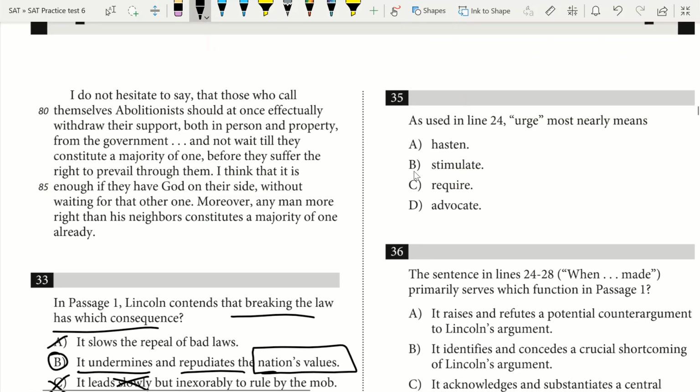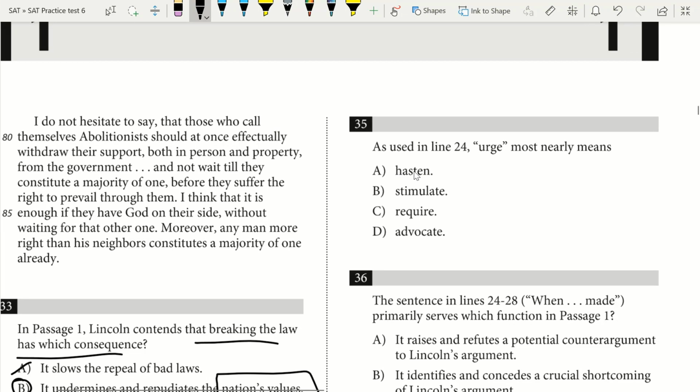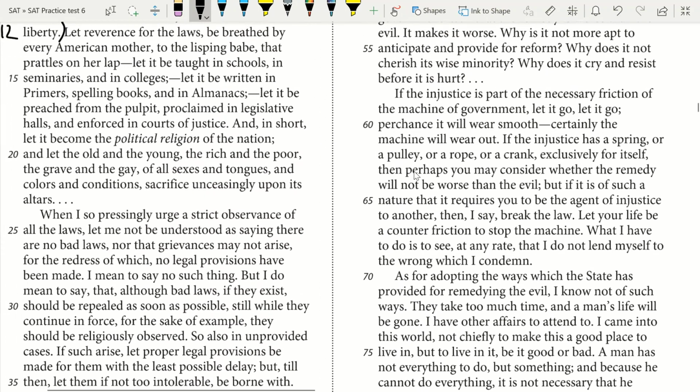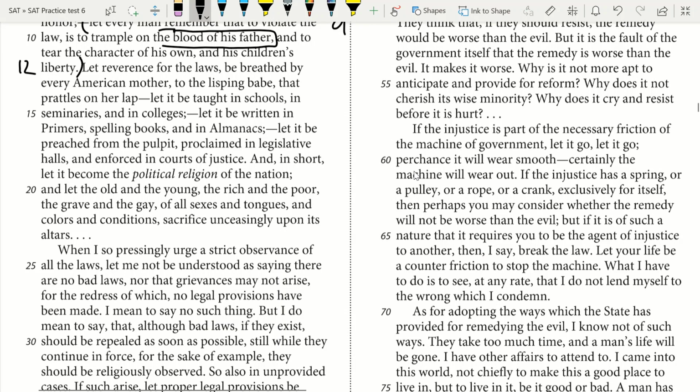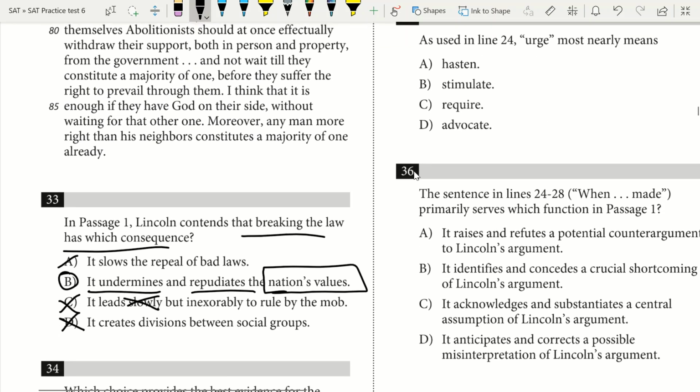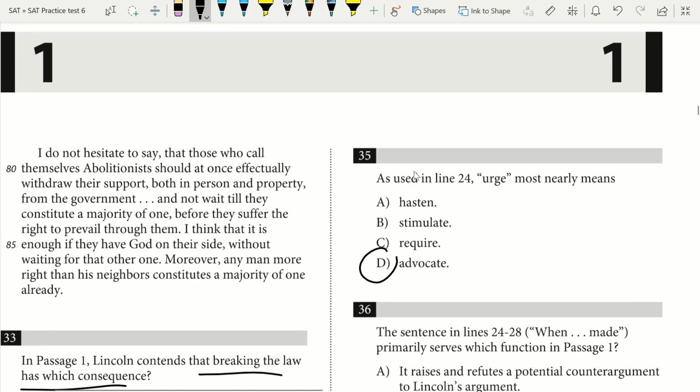All right, 35. As used in line 24, urge most nearly means what? Let's go to line 24, come up with our own answer choice first, because that helps us to not get stuck between two. My word is urge. When I so pressingly urge a strict observance of all laws. He's urging people to follow all laws. What's another word for that? Another word for that would be advocate. He's advocating for people to follow the laws. He's also urging, arguing for people to follow the laws, but advocating is the best answer choice there. We see we do have that, so 35 is going to be answer choice D.